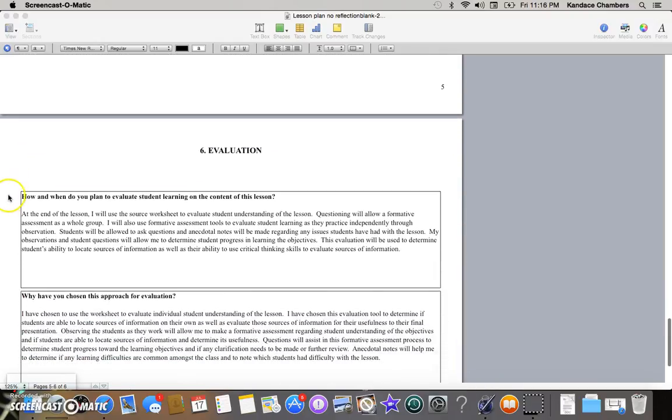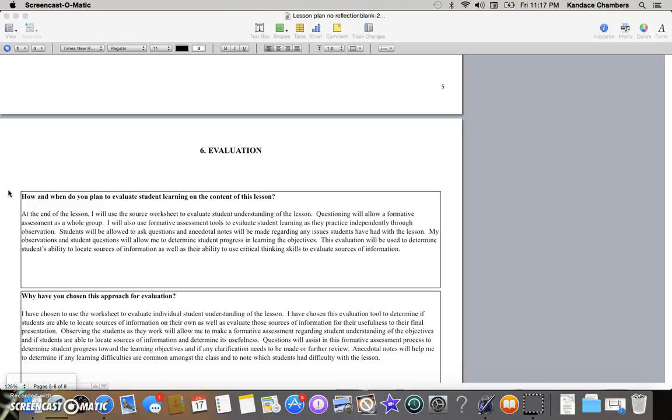Section 6, Evaluation. At the end of the lesson, I will use the source worksheet to evaluate student understanding of the lesson. Questioning will allow a formative assessment as a whole group. I will also use formative assessment tools to evaluate student learning as they practice independently through observation.